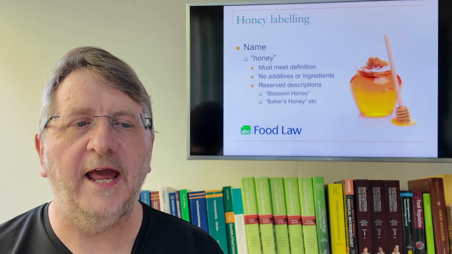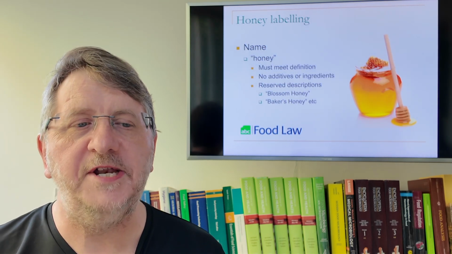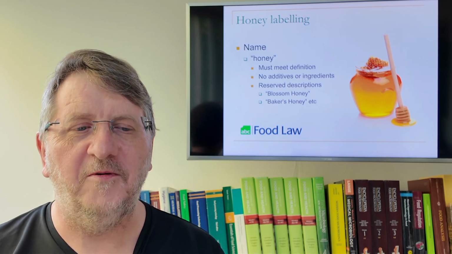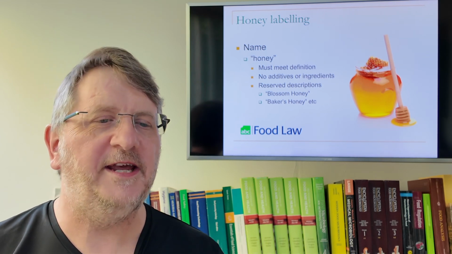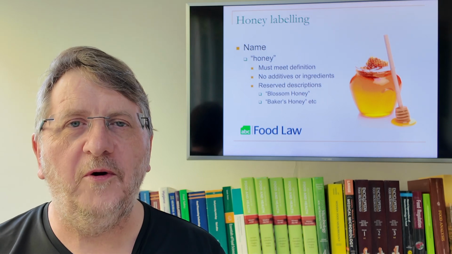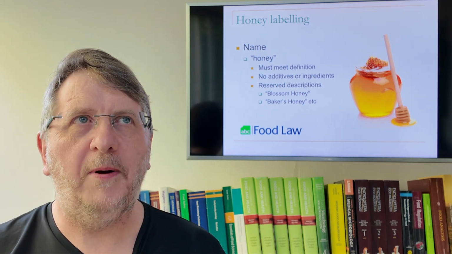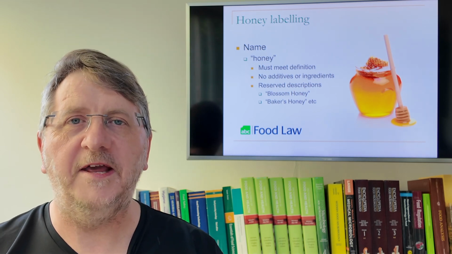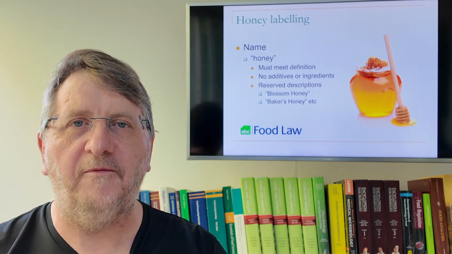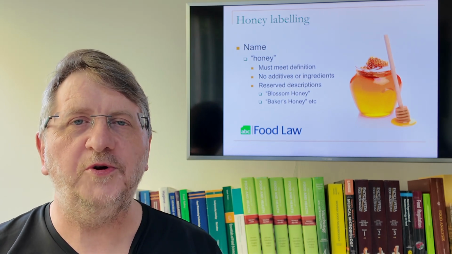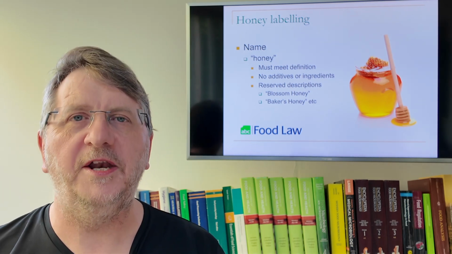In terms of honey labelling, I've already mentioned the fact the name must be used. We have reserved descriptions, so whether it's blossom honey, baker's honey, honey. If you're marketing honey, you can of course refer to the plant origin of the honey, if that is predominantly the flower that the honey is being produced from. So you could have something like lavender honey.